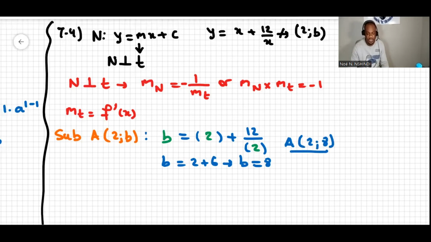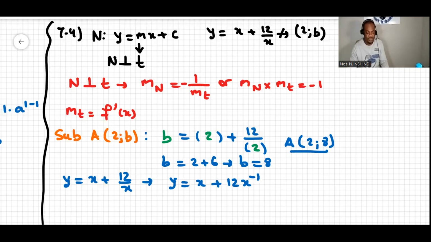Now we can calculate the gradient of the tangent by saying that this is the derivative of the function. The curve is given by y equals x plus 12 over x. Now, if I need to work out the derivative, let's first transform this: y equals x plus 12x to the -1.